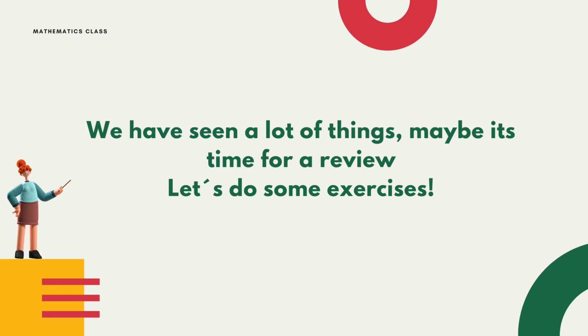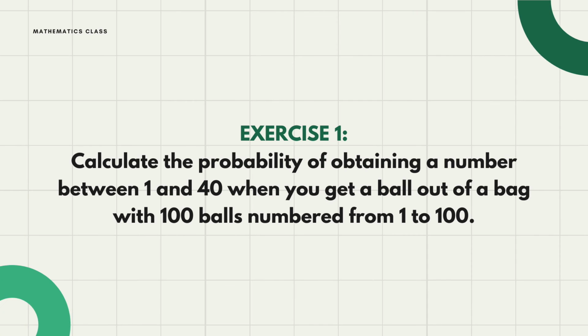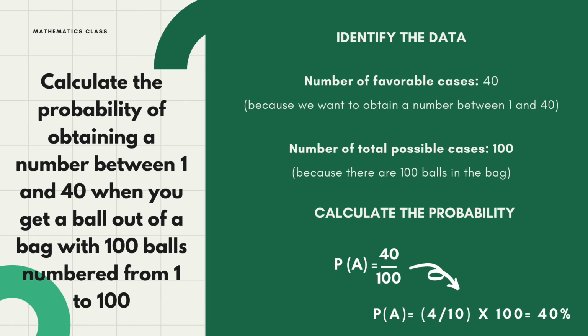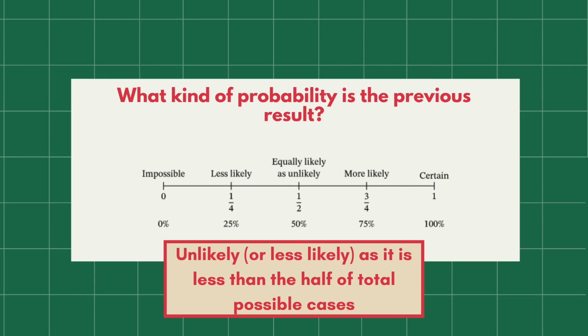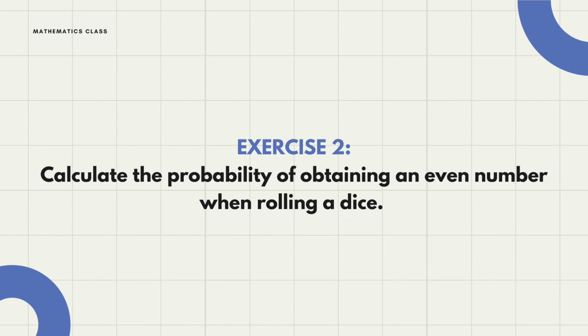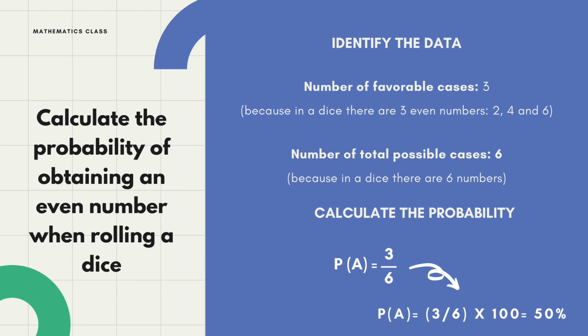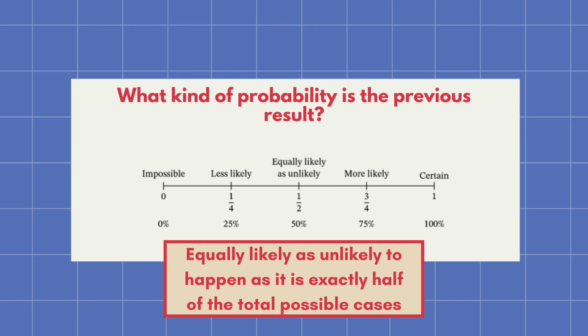Well, we have seen a lot of things. Maybe it's time for a review. Let's do some exercises. First of all, calculate the probability of obtaining a number between 1 and 40 when you get a ball out of a bag with 100 balls numbered from 1 to 100. What kind of probability is the previous result? Calculate the probability of obtaining an even number when rolling a dice. What kind of probability is the previous result?